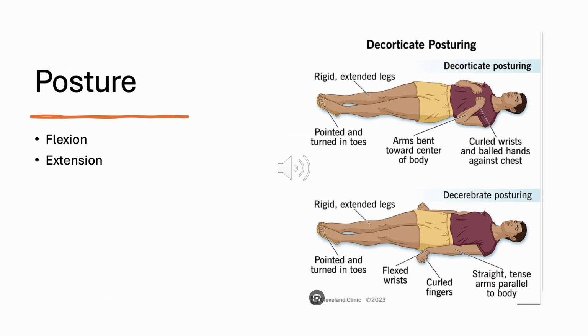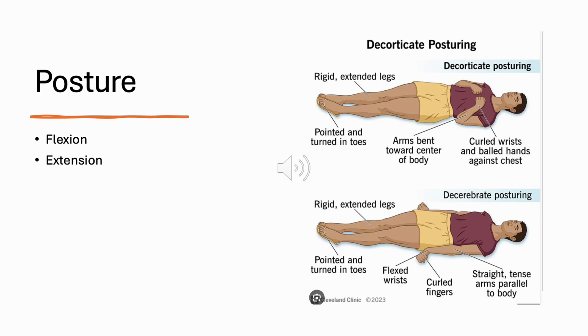Okay, this is posturing, and this is a very late sign of increased intracranial pressure. So the first type of posturing is called decorticate posturing. And how I remember this is flexion: if you look at where the arms are flexed on the chest, I think they're protecting their cord. So their arms are across the chest. That's just the way I remember it, okay?